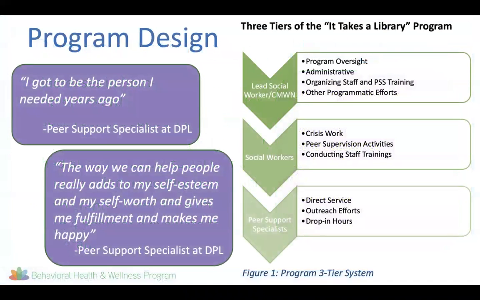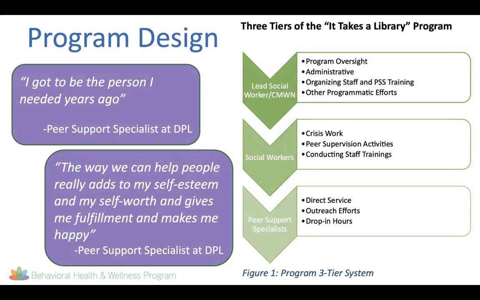Okay, so I want to look at the program design here with just some oversight of how this was structured. The figure on the right shows the basic structure of the program at the library. So you can see here that peers handled the direct service, the outreach efforts, and drop-in hours. And so that was the primary scope of the work that they did. They did perform outreach in and right outside the library, asking people if they needed assistance, trying to help provide resources. This included bus passes and referrals to different types of services.